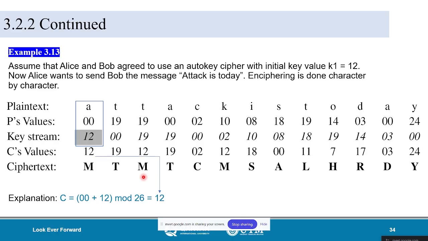Now, in order to get the ciphertext, you say 0 plus 12 mod 26. That's why 19 plus 0 is 19, and 19 mod 26 is 19. However, 19 plus 19 would be 38. Now 38 mod 26 would be 12, and so on until we get the ciphertext.